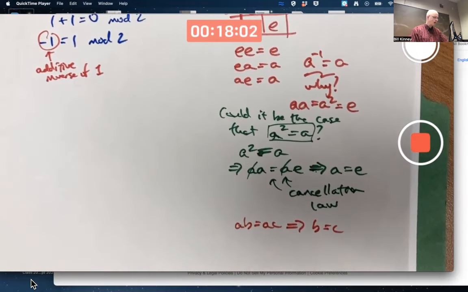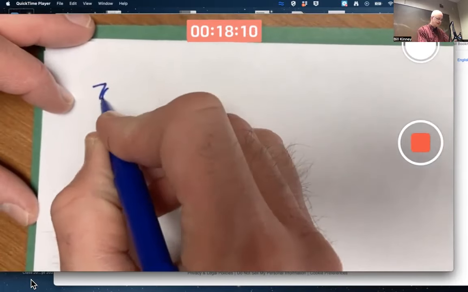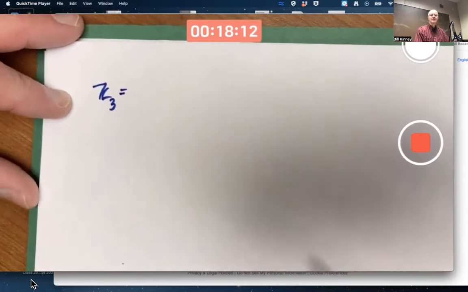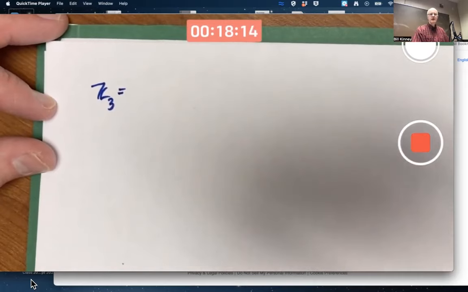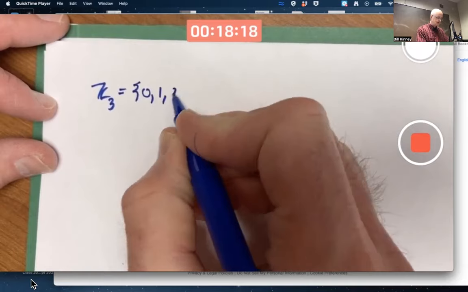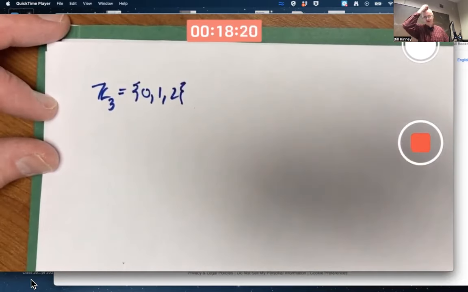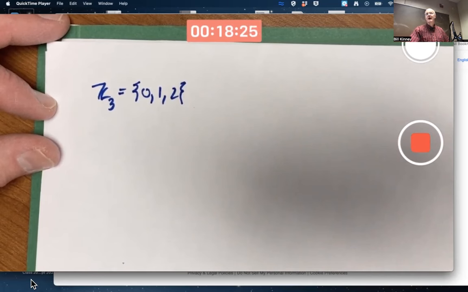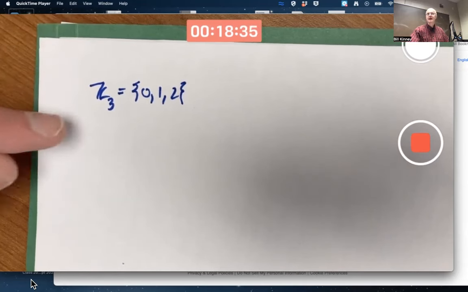All right, let's keep going. Z3. The first three integers starting with 0: 0, 1, and 2. So the subscript specifies the number of elements. It also specifies the kind of modular arithmetic addition that you're doing. In the previous example it was mod 2. In this case, it's going to be mod 3.